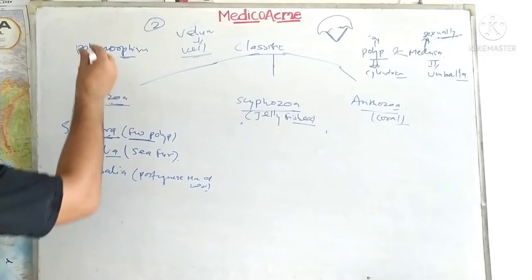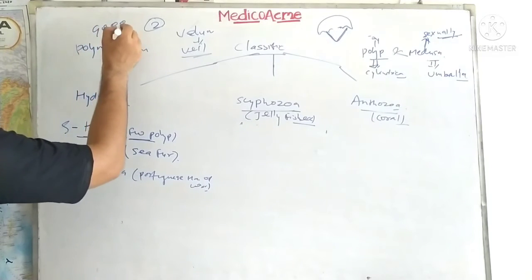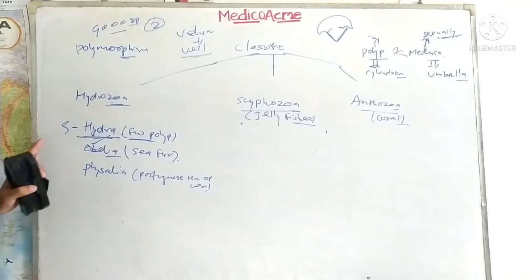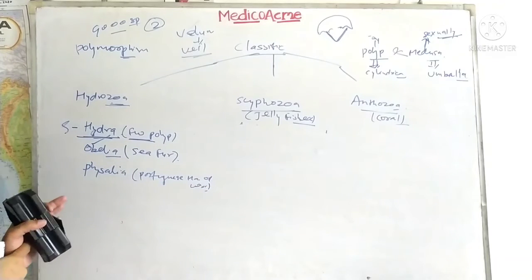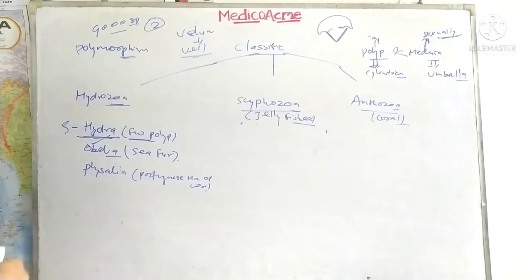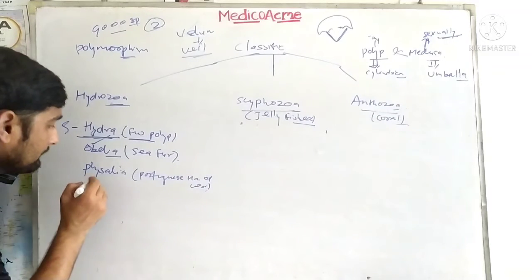And the fourth, actually remember these four only. There are many organisms. There are 9,000 species of cnidarians. But I am writing only those species which are very, very important from the examination point of view, or which are commonly found in the sources.